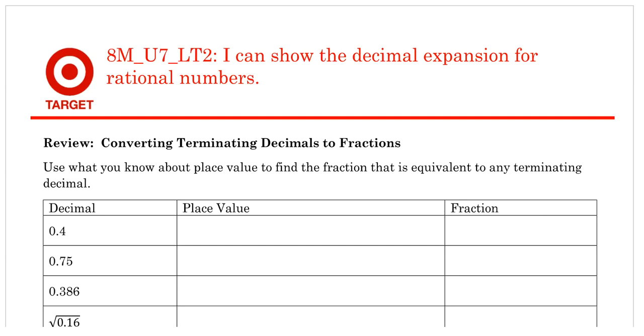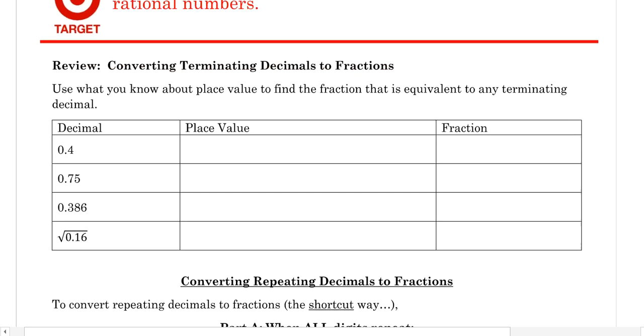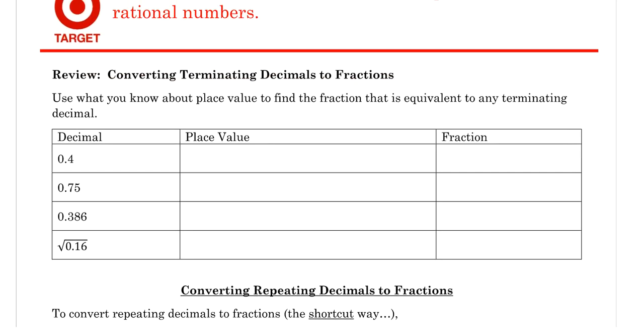Remember, this is our unit where we should not be using calculators. So looking at our first chart here, it says use what you know about place value to find the fraction that is equivalent to any terminating decimal. So looking at our first example here, it's 4/10, or 0.4. So our place value, we look at that very last number. The 4 is in the tenths place.